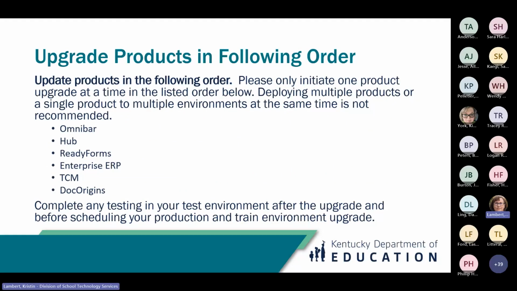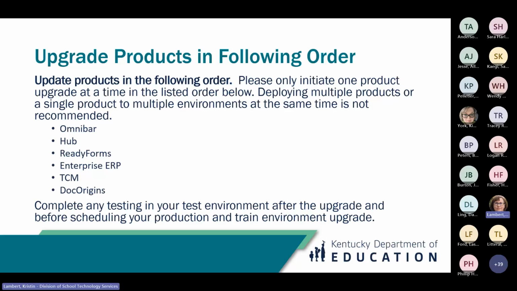As I mentioned, this is in the KCS article: upgrade products in the following order. Omnibar, that is the very top bar on the Munis screen. I've only seen one update on that, so you're probably not going to see much or any, but they do say you should do the Omnibar first, Hub next. If you're a ReadyForms customer, that would come third, then Enterprise ERP, TCM, and then Doc Origins last. So if you had any upgrades there, you would want to do that in order.